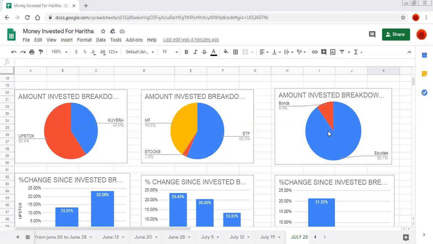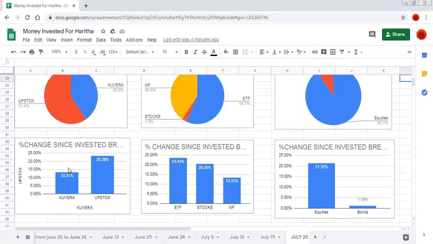Now the third pie chart is about bonds and equities. In this pie chart, I invested the maximum, like 90%, in equities and a very small amount, 9.9%, in bonds. This is the third pie chart, and it is called asset allocation. And let's move on to the next.